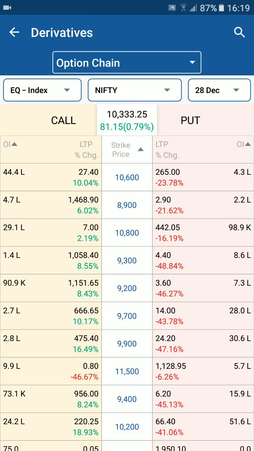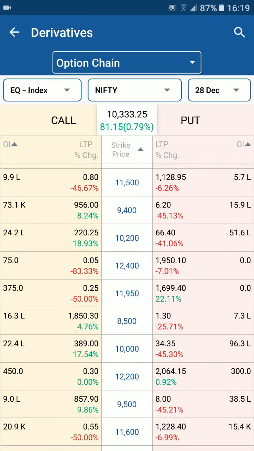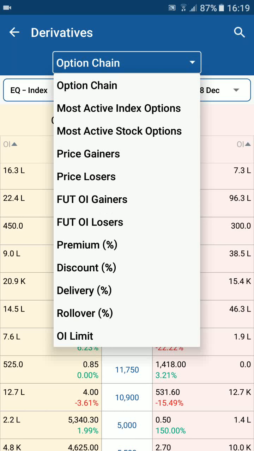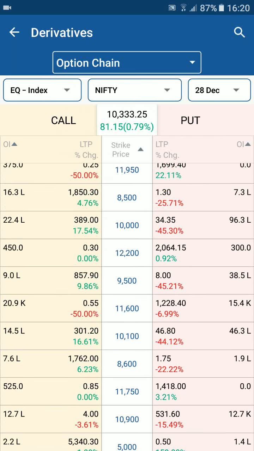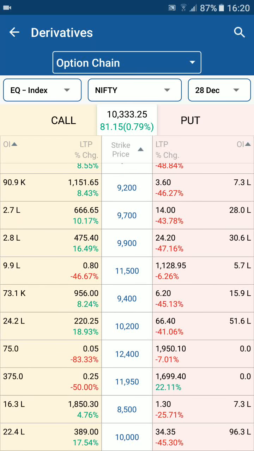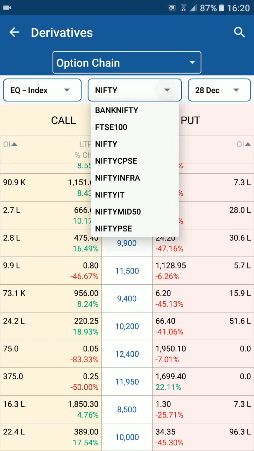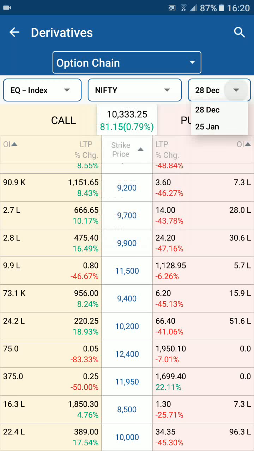But if you want to have a look at all the indices, all the information on the different stocks, this is the screen for you. You can figure out the different filters here. Option chain is one of them, price gainers and losers. Depending on your trading preference, you can filter that value for yourself. You can change the trading segment. Obviously, you can change the specific index you're interested in, and you can filter out on the dates as well. So this is the way derivative trading, or rather analysis of derivative trading, works on this app.